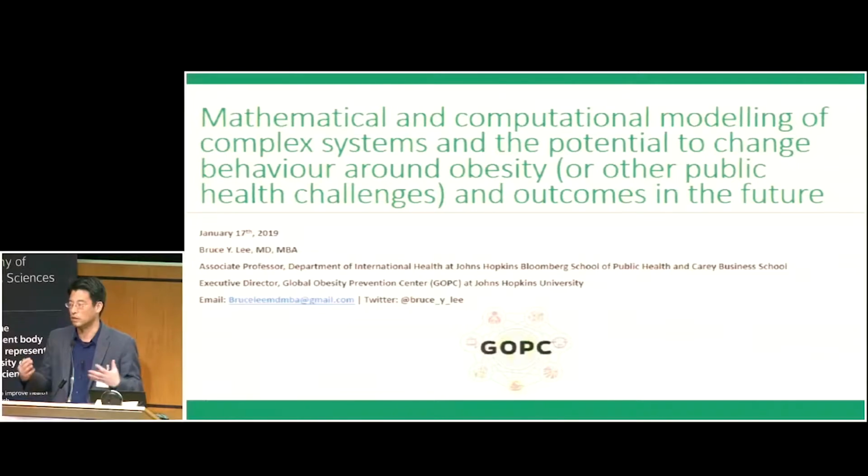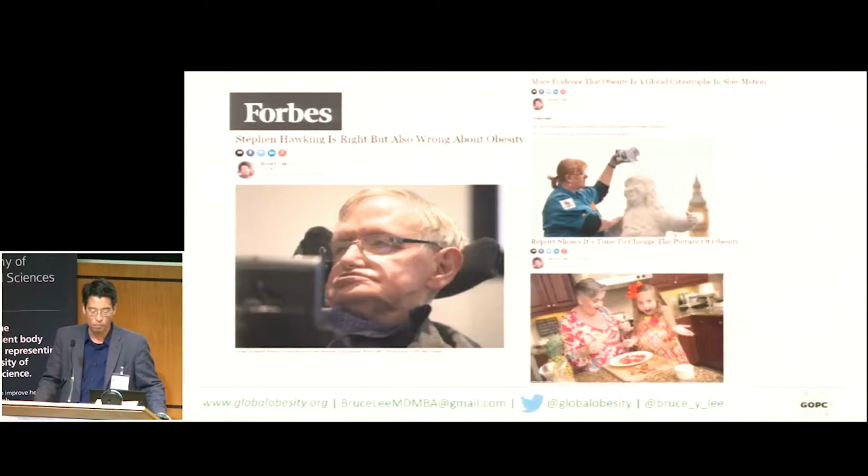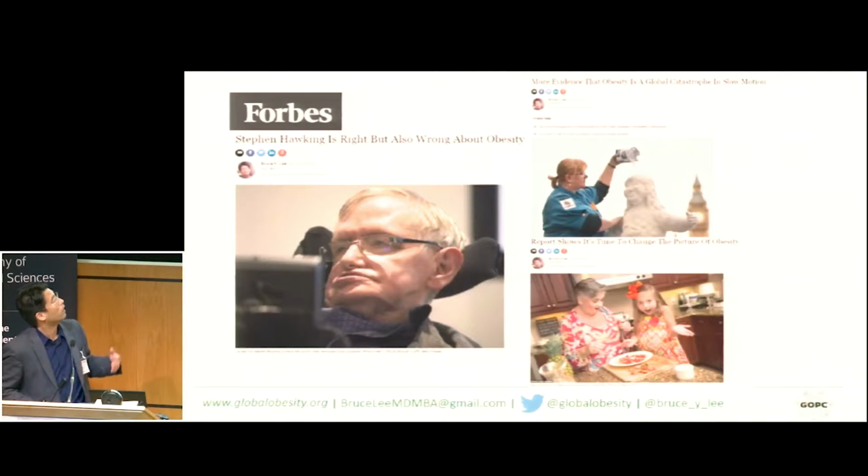The obesity epidemic, of course, is a very complex system problem, but this really can apply to many other types of health and public health issues. Obesity serves as a good exemplar because it incorporates many different aspects of society, of individuals, of behavior. It's a multi-scale problem.